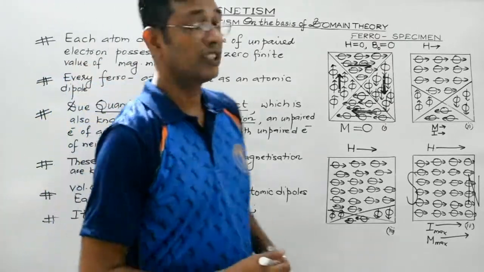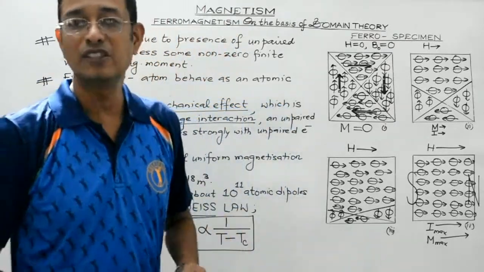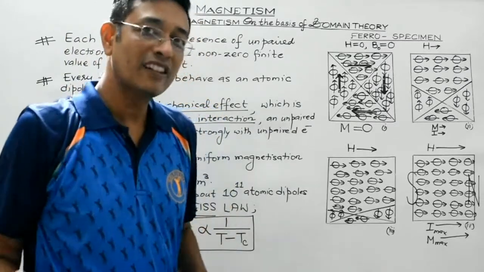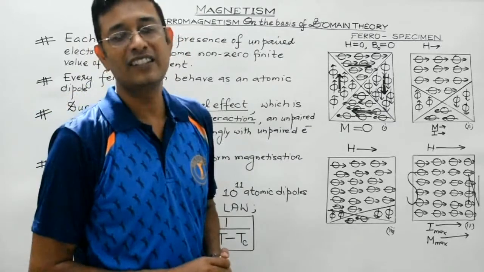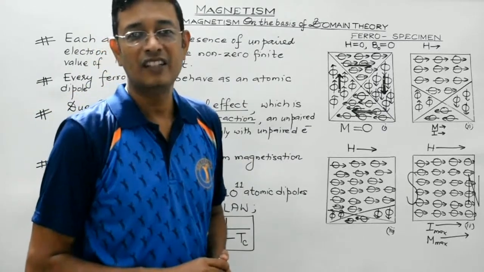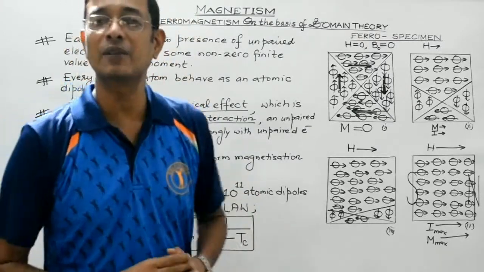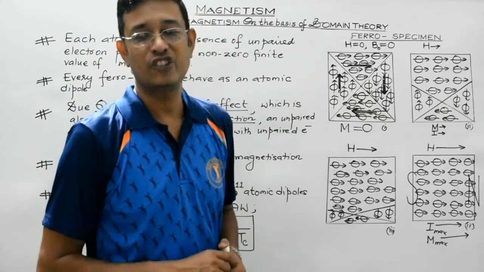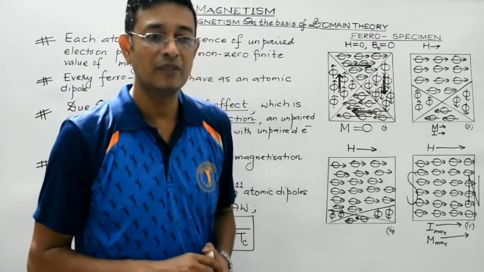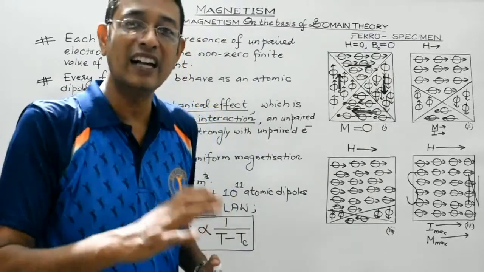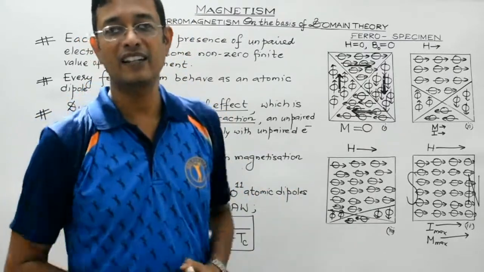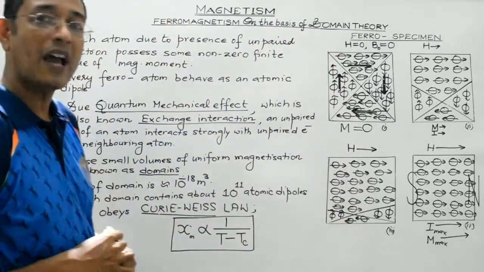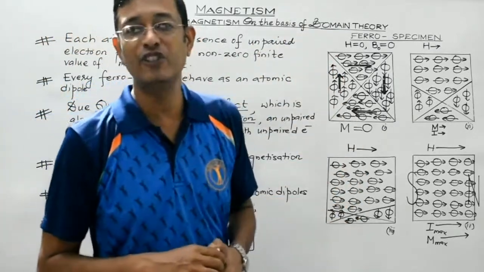So students, there are various examples of ferromagnetic substances like iron, nickel, cobalt, L-Nico. These are all examples of ferromagnetic substances. There are various properties of ferromagnetic substances as well, which we will discuss in the next lecture, where we will be discussing the basic differences between dia, para and ferromagnetic substances. So I hope you have understood this concept of ferromagnetism on the basis of domain theory.